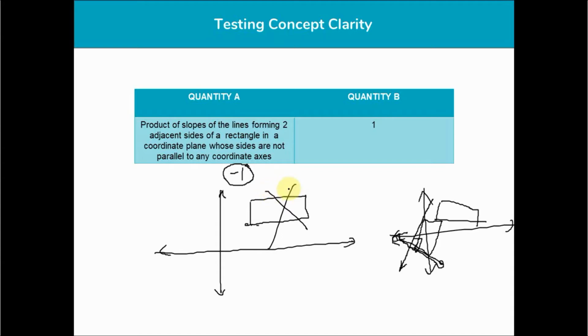You don't have to worry why the vertices of the rectangle are not given to you, or the line segments forming the rectangle are not given to you. Blindly you can say that the product of slopes of these two adjacent side lines is always equal to -1. So quantity A is less than quantity B. You don't have to even visualize it. You know it's a rectangle. The two lines which form the two adjacent sides of a rectangle are always perpendicular to each other. For perpendicular lines, the product of slopes will be -1.